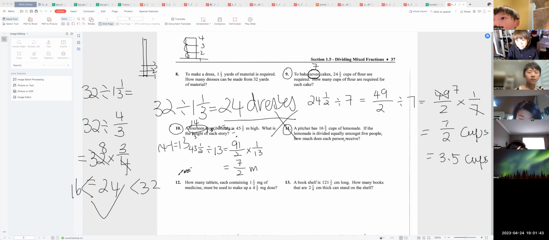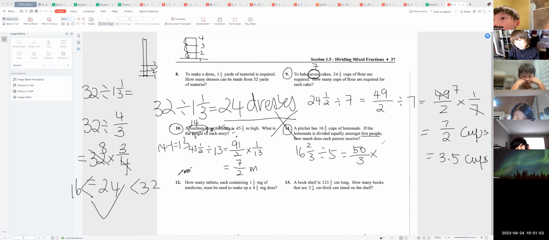A pitcher has 13 and 2/3 cups of lemonade. If the lemonade is divided equally among 5 people, how much does each person receive? So 16 and 2/3 divided by 5 equals 50/3 times 1/5 equals 10/3. So equals 3.3. Wait, 3.33.